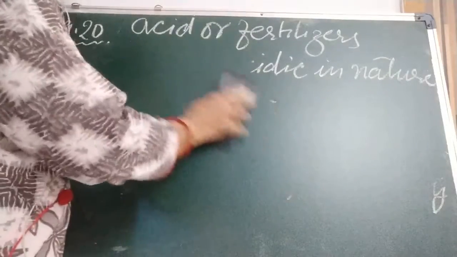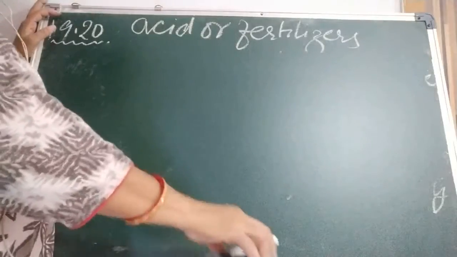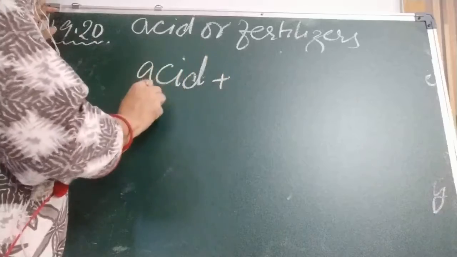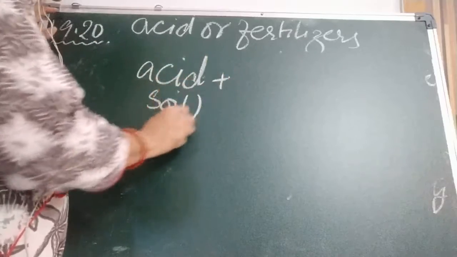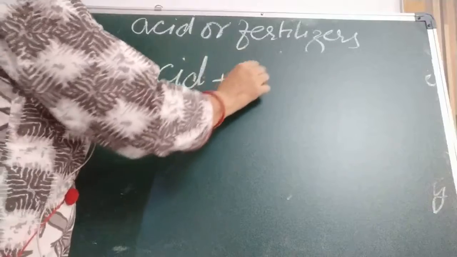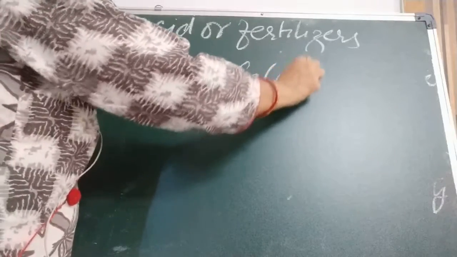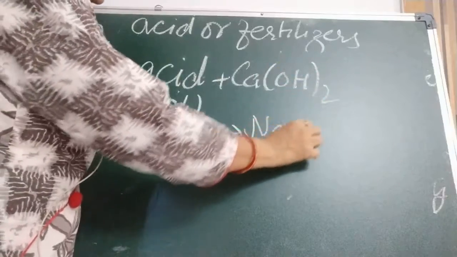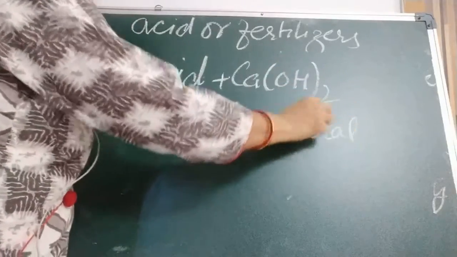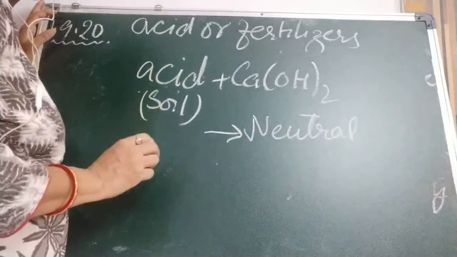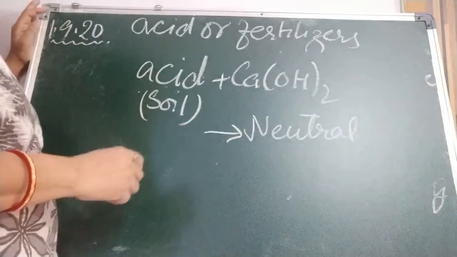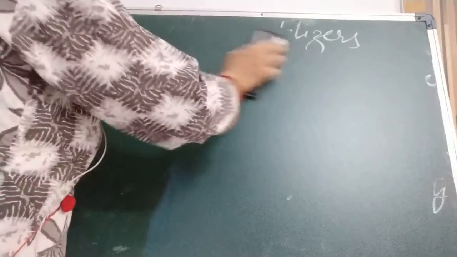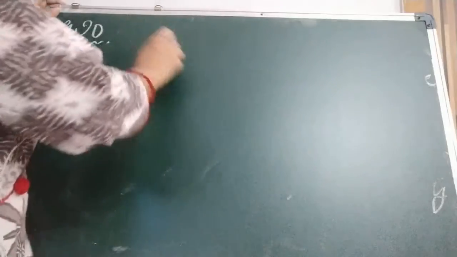So what do we do when the soil is acidic in nature? We add calcium hydroxide, and it makes it neutral. The soil is no more acidic in nature. Now it is perfect for the plants. Okay, children? So we add calcium hydroxide to the soil to neutralize it.